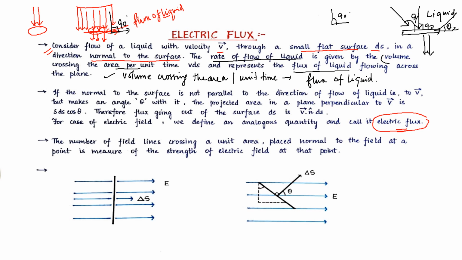So see the second statement. It states that the normal to the surface is not parallel to the direction of flow of liquid, that is v, but makes an angle theta with it. The projected area in the plane perpendicular to the v vector is ds cos theta. Therefore the flux going out of the surface is v dot n ds. Here n is a unit vector. Unit vectors are usually used to define direction for us. They define direction for us.